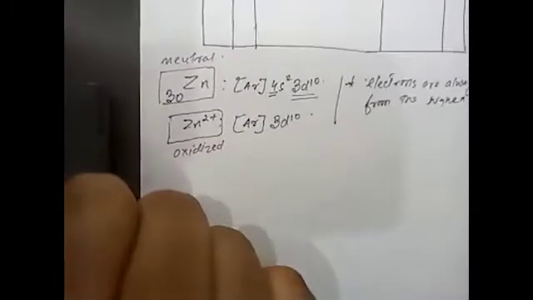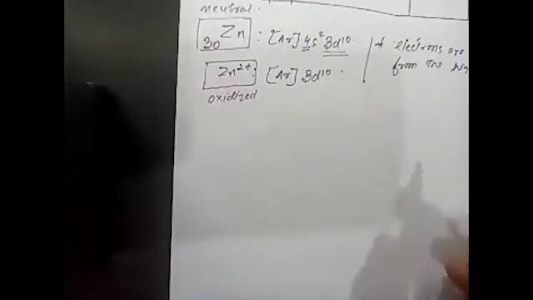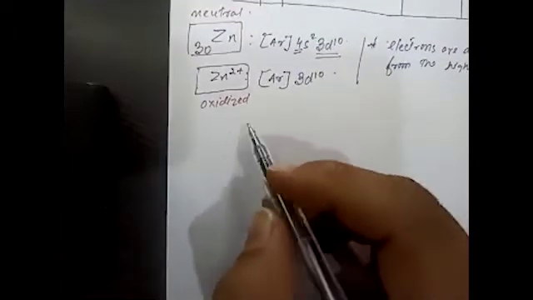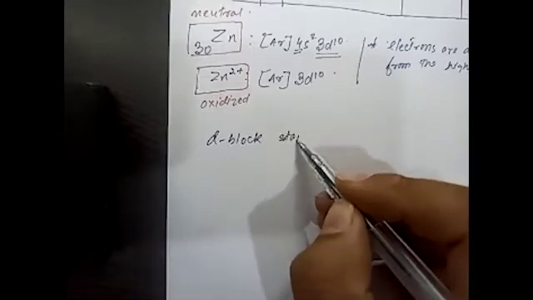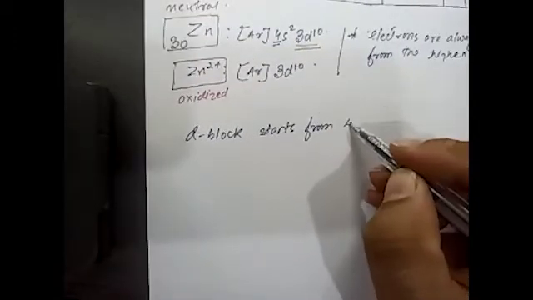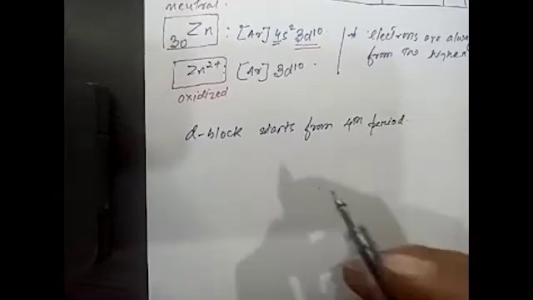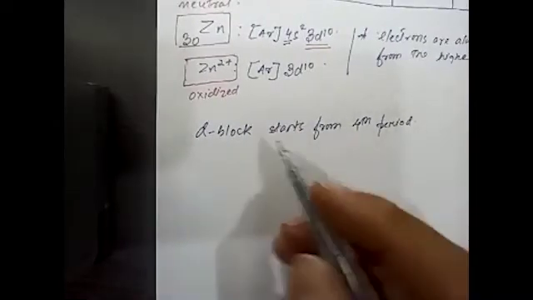Okay. So these are the basic things we have discussed. Now, at least we should remember a few things about the D block. I'll just write. For example, the D block starts from which period? The D block starts from the 4th period. The elements in the D block, I'll just tell you a few of them.